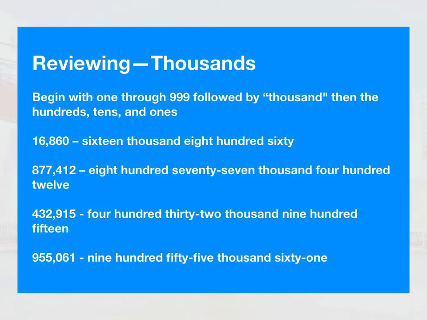All right, reviewing thousands, we begin with 1 through 999, followed by 1,000, then the hundreds, tens, and ones. 16,860, 877,412, 432,915, 955,061.